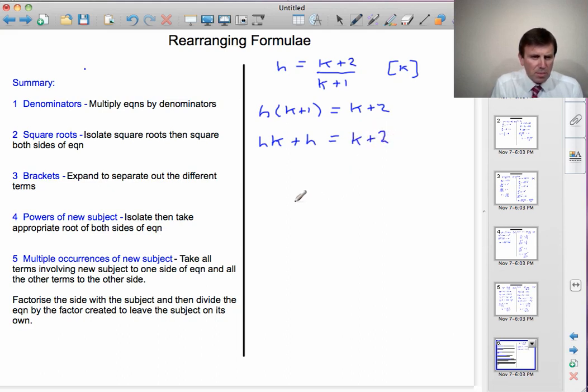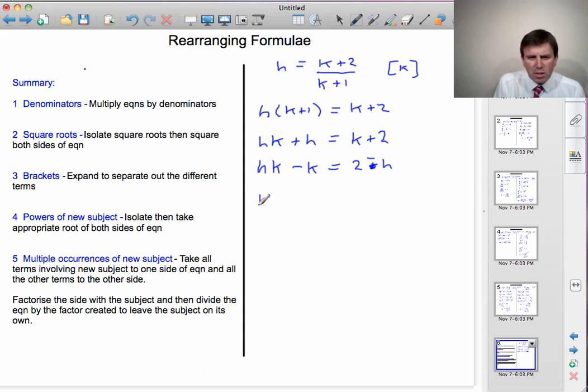And now we're ready to accept the advice in section 5. Take all the terms involved in the new subject to one side of the equation and all the other terms to the other side. So if I bring the two terms involving k to the left-hand side, hk minus k when it comes across is equal to 2, and take the h to the other side because it doesn't involve k, and it should actually be minus h over that side.